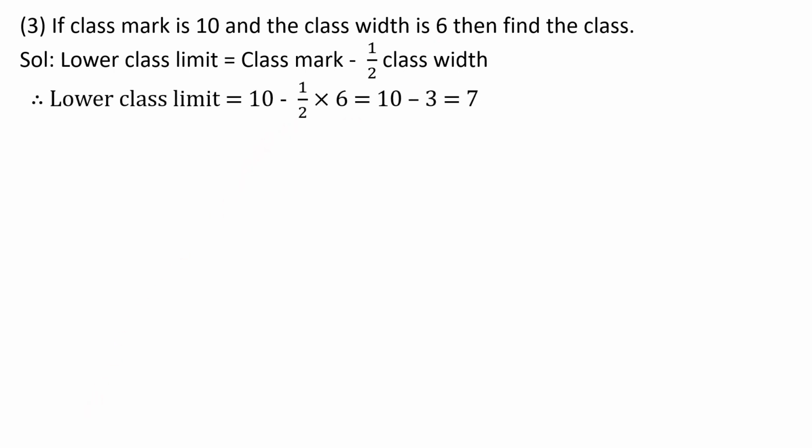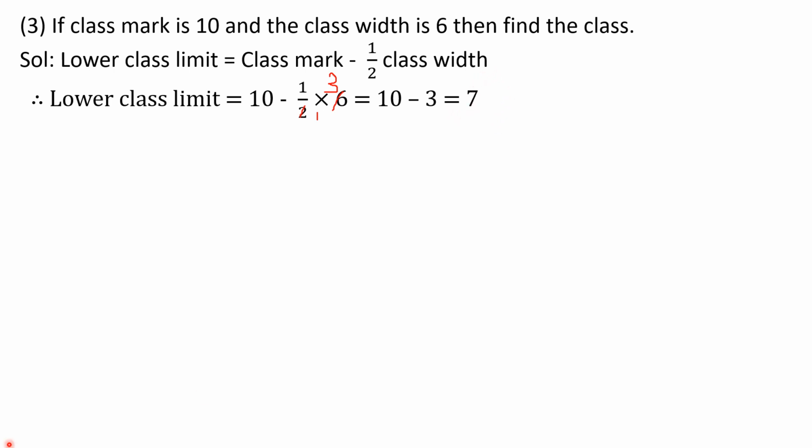Therefore, lower class limit is equal to, you'll just substitute the class mark 10 minus half into 6, because your class width given is 6. So you can cancel: 2 ones are 2, 3 twos are 6. So students, what do you get? 10 minus 3, so 7. So you got your lower class limit, that is 7.